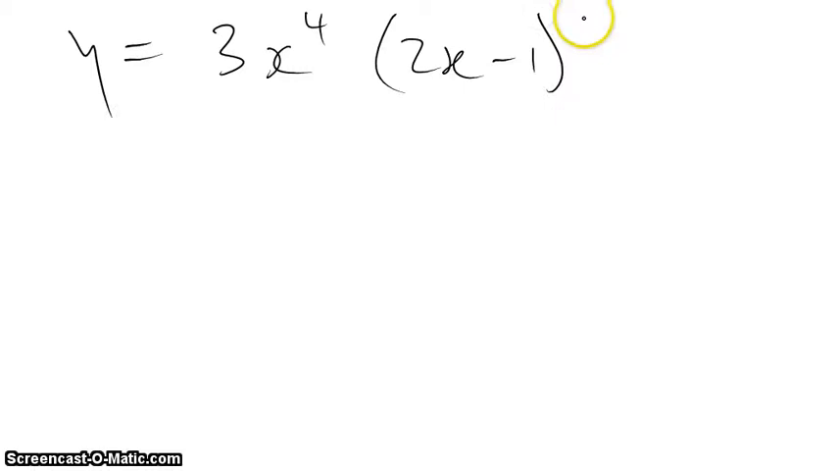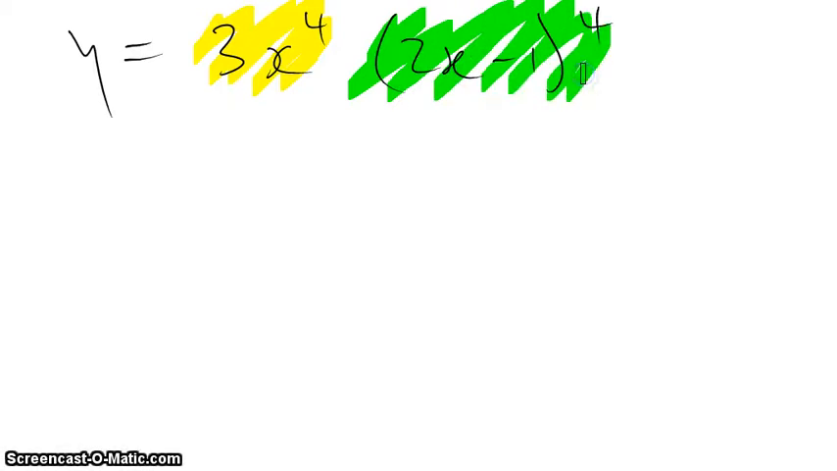Now what is this combining? It's combining two rules we've done. How about we make this 3x to the 4 times 2x minus 1 to the power of 4. Now, we'll call this U, and we'll call this V. But what do we have to do with V? That's right, we've got to do the chain rule.